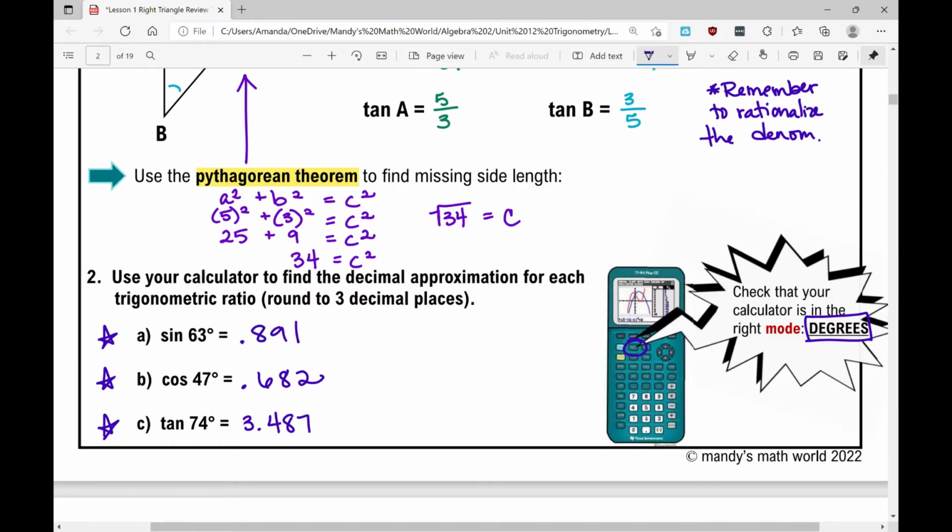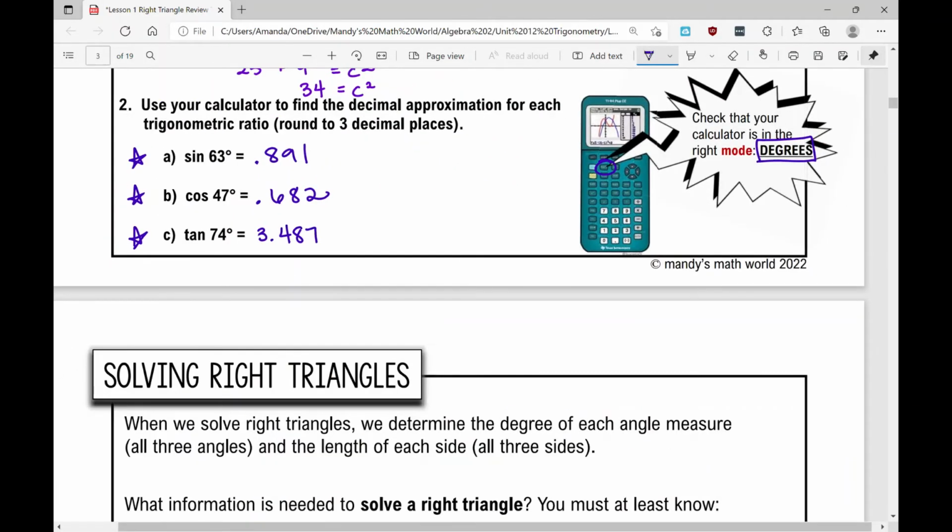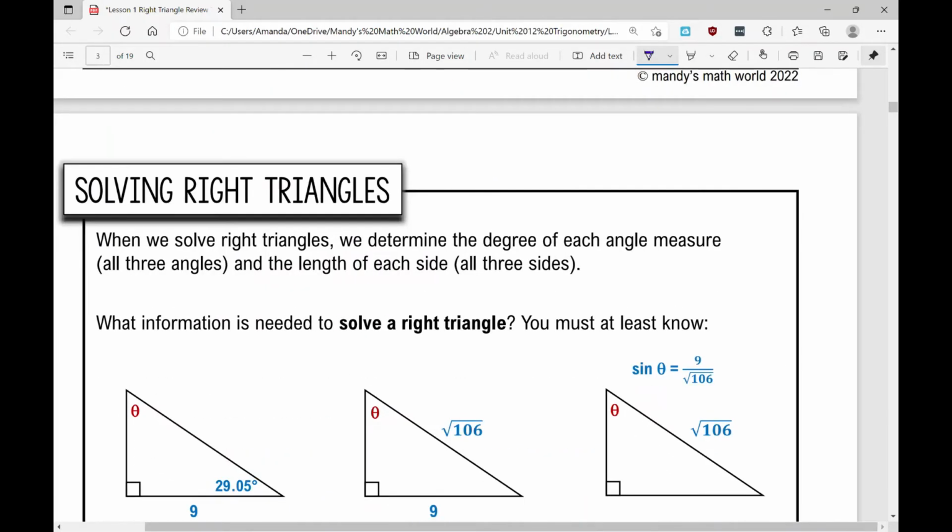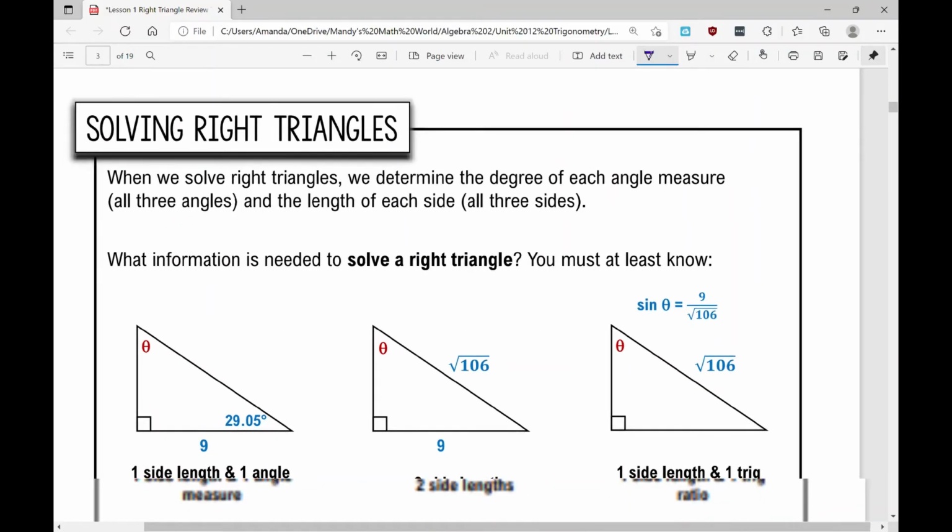So make sure you have this down. We took it out 3 decimal places because we needed to round it to some point, and this is typically what you do on your AP Calculus test. So it's good practice at this point in your upper level math. And now we're going to move on to solving right triangles.